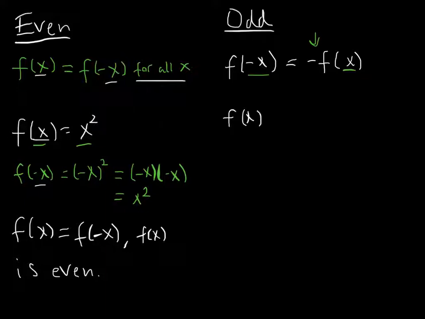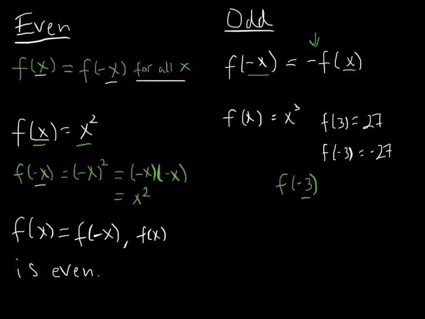Let's consider the function f of x given by x cubed. And let's think about what would happen if I plugged in 3. Well, 3 cubed is, of course, 27. And now let's think about what we would get if we plugged in negative 3. Well, negative 3 times negative 3 times negative 3 is going to be negative 27. And so we can see they're not equal. But it's very clear that f of negative 3, when I plug in the opposite value, is equal to the opposite of what I got when I plugged in positive 3.